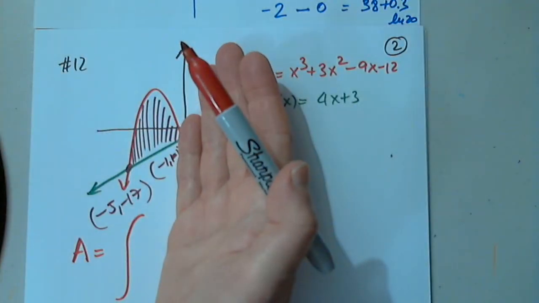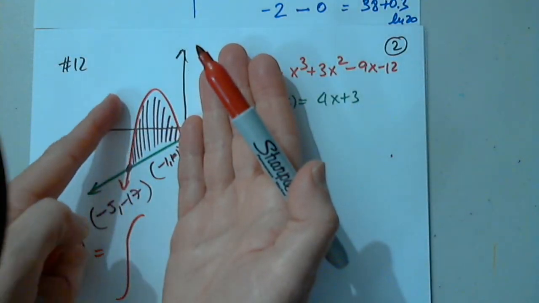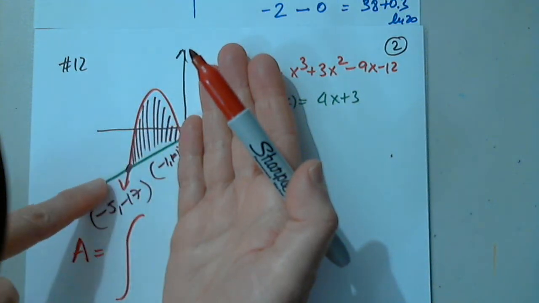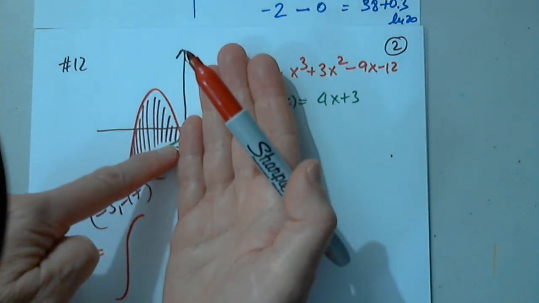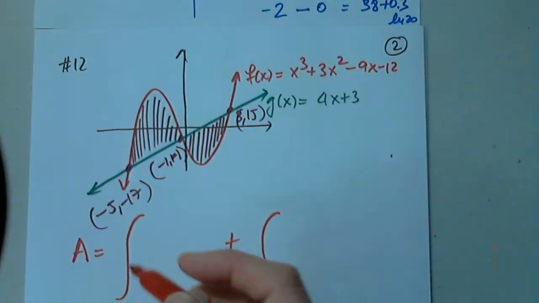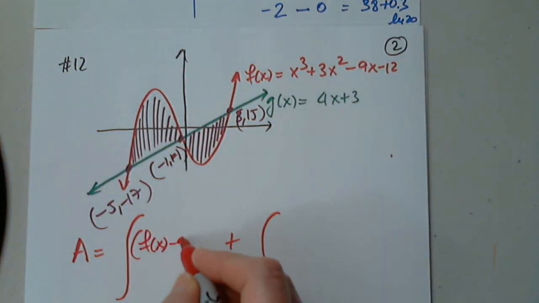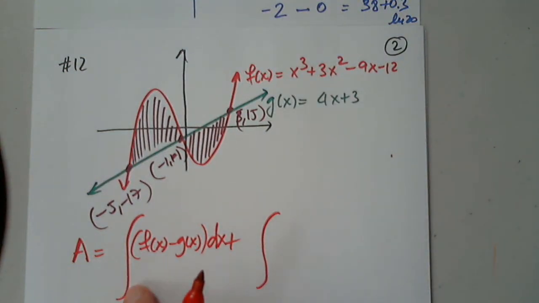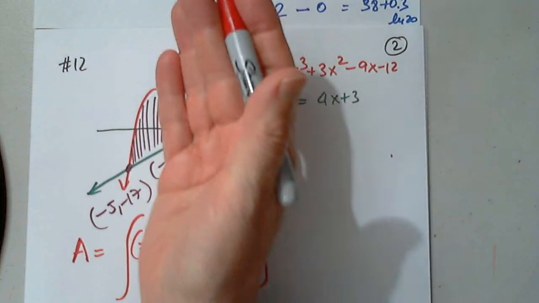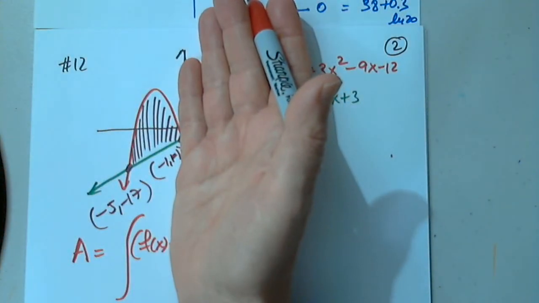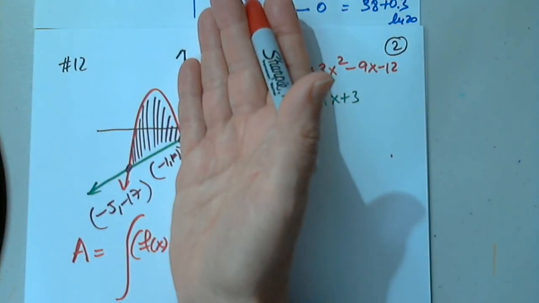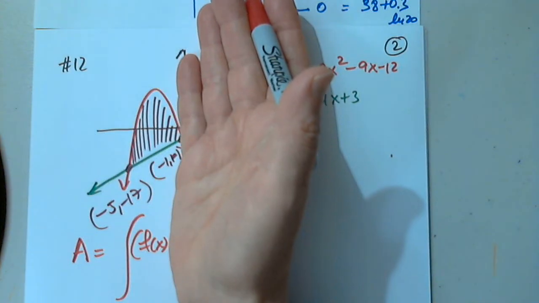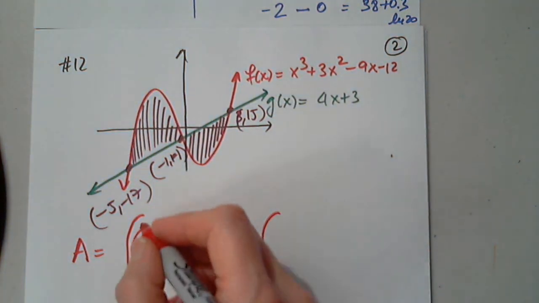One is from the function above minus the function below, f of x minus g of x. Of course, dx cannot disappear or not be there. From which x value? Can anyone tell us from which x value till which x value? We're only talking about x values. -5 to -1. Of course.